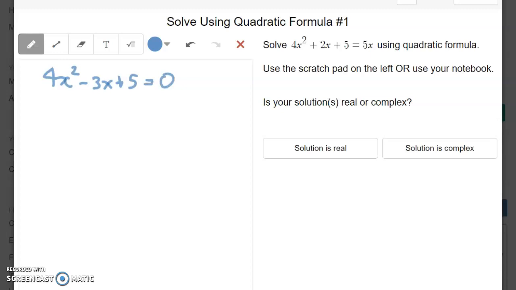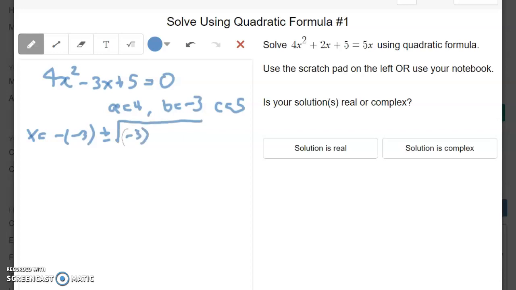Okay, now from here I need to figure out what is a. A is the number in front of the x squared, which is 4. B is the number in front of x. It's not 3, it's negative 3. And C is 5. So then x is negative b, which is negative of negative 3, plus or minus square root of b squared, negative 3 squared, minus 4 times a.